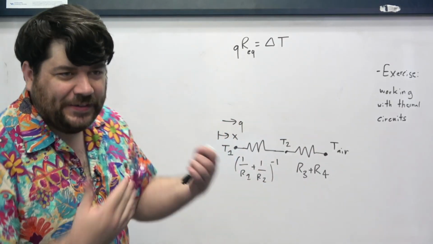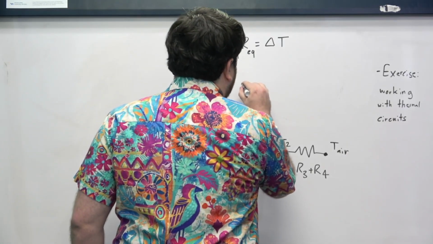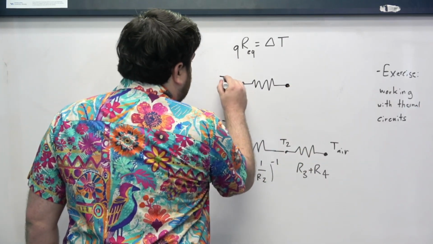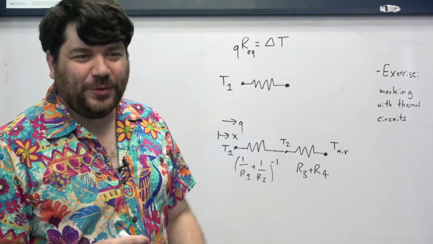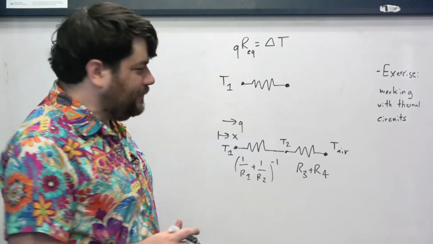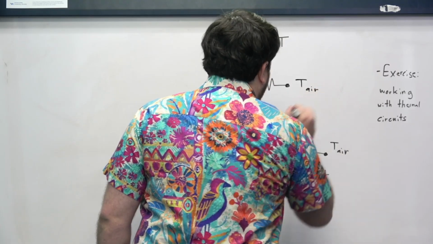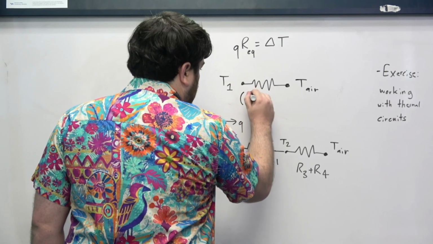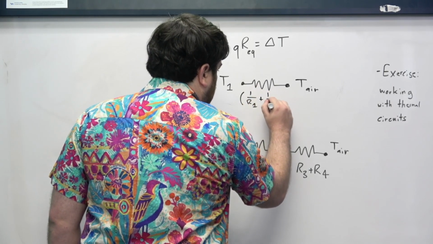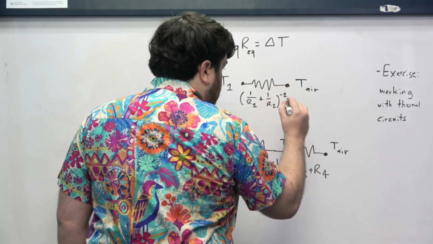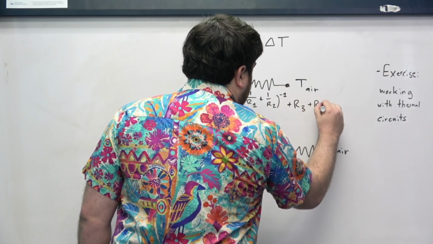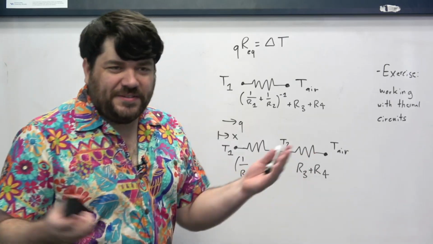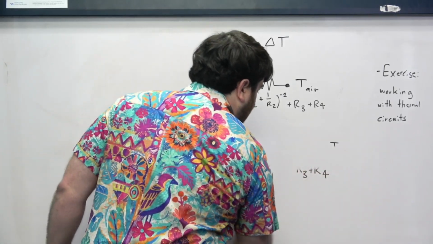To eventually obtain what I was looking for, which is a thermal circuit consisting of a single thermal resistance, where the left-hand side is T1, the right-hand side is T air, and then this thermal resistance is the sum of these two. So 1 over R1 plus 1 over R2 inverted, plus R3 plus R4. So we add these up in series and then voila, we have this.